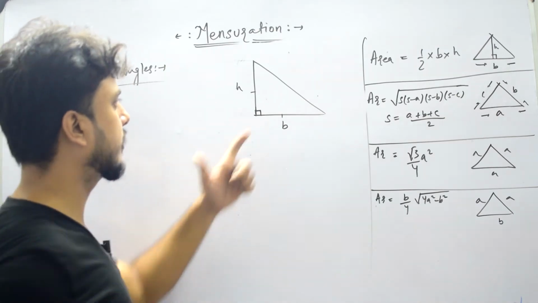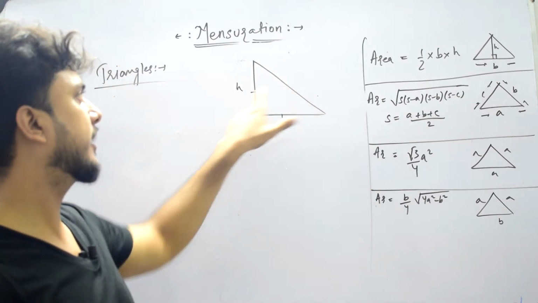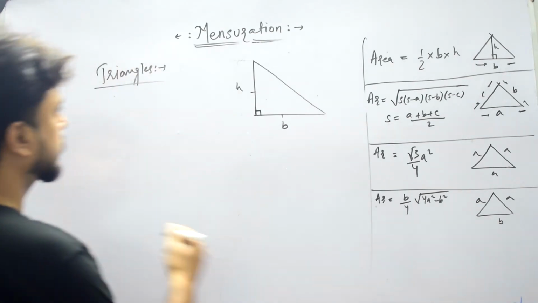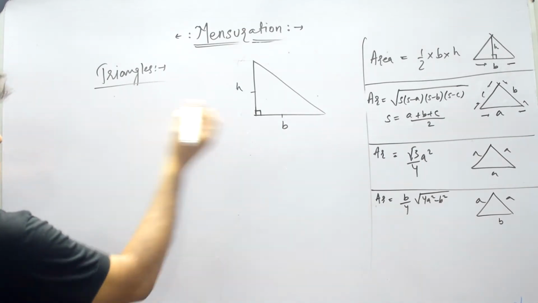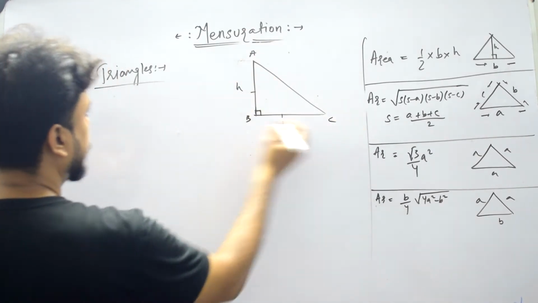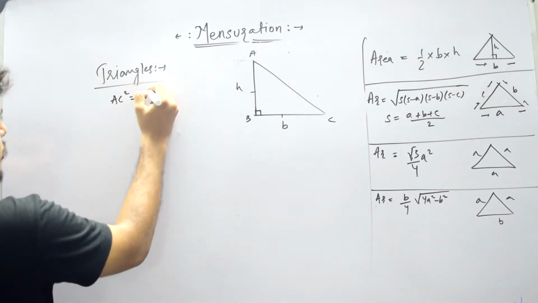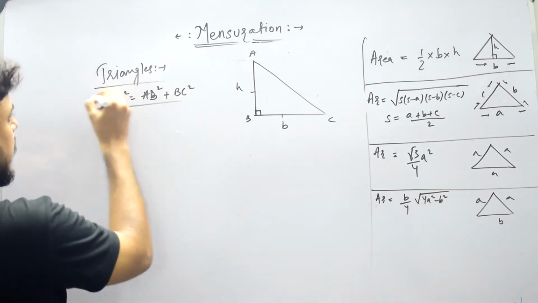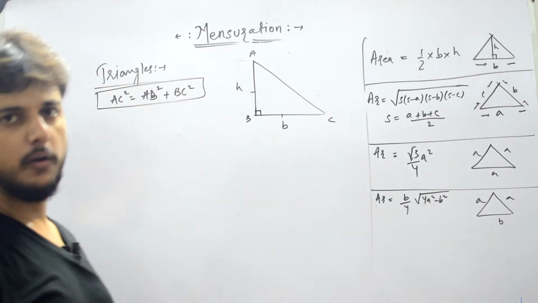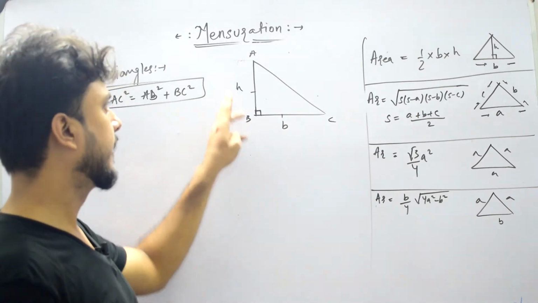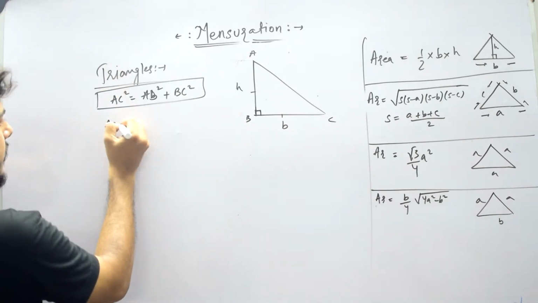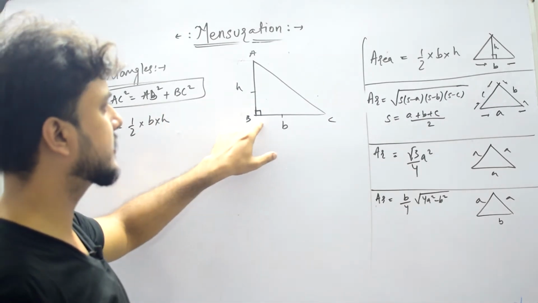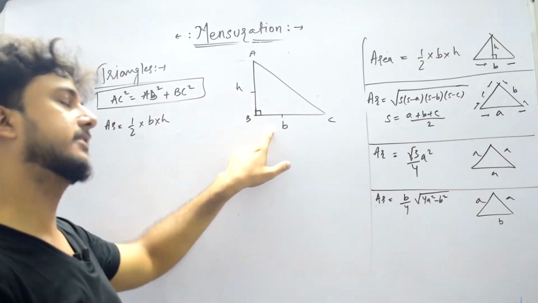Now sometimes the hypotenuse will be given and one of the sides will be given. So again we can find the other side using Pythagoras theorem. Pythagoras theorem is very important here. Whenever there is a right angle triangle, we can always use Pythagoras theorem whenever we need. So the area is simple, just like the first one, half into base into height. Just remember that one of the sides containing the right angle will be the height, and one will be the base.